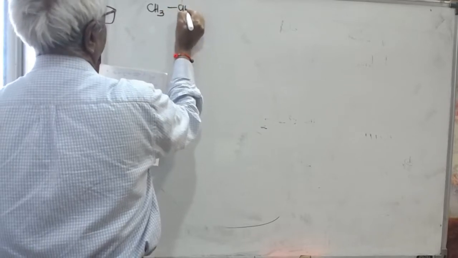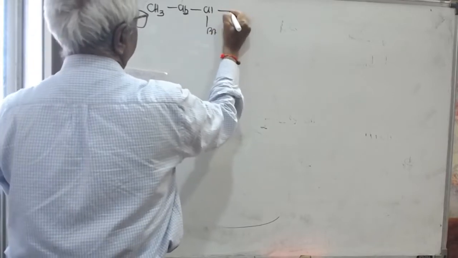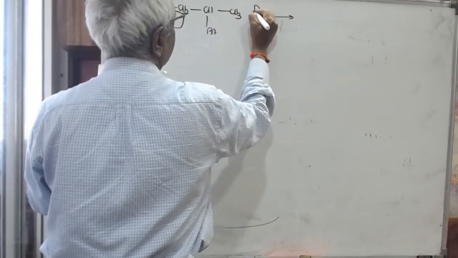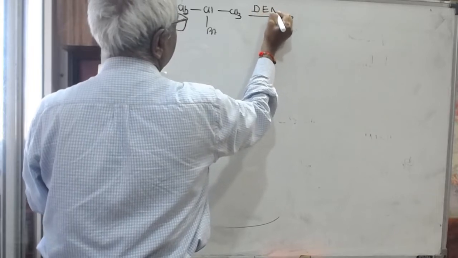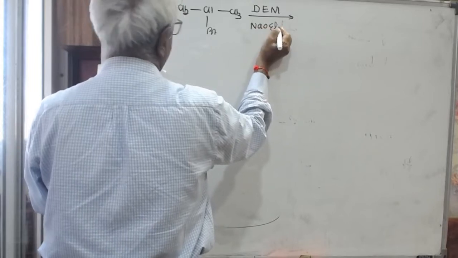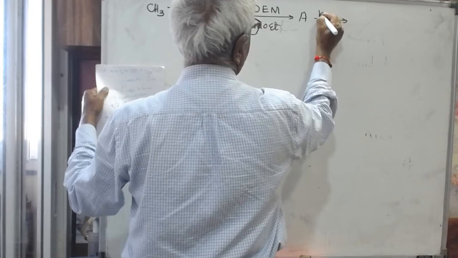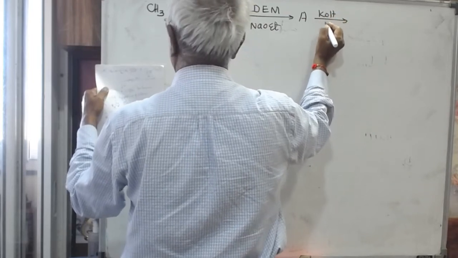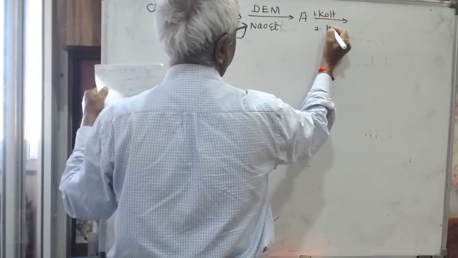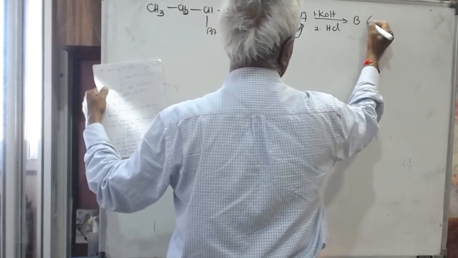CH3, CH2, Br, CH3. This is reacted with DEM, NaOEt. You get a structure A. This reacts with KOH, HCl. You get B. What is its structure?